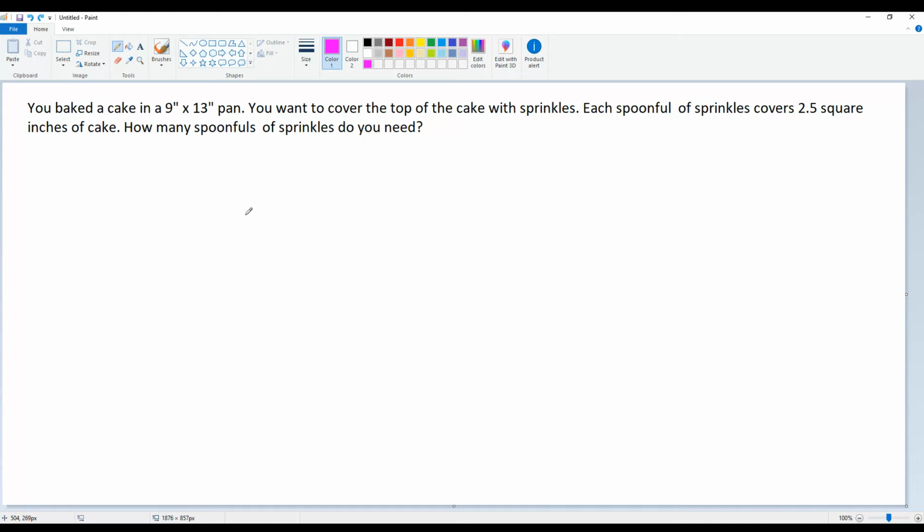So first we need to find out what the actual area of the cake is. So a 9-inch by 13-inch pan. Cake pans are either circular or rectangular. That's going to be a rectangle. If it's 9 by 13, that's a rectangle. And then the area of a rectangle is just length times width.